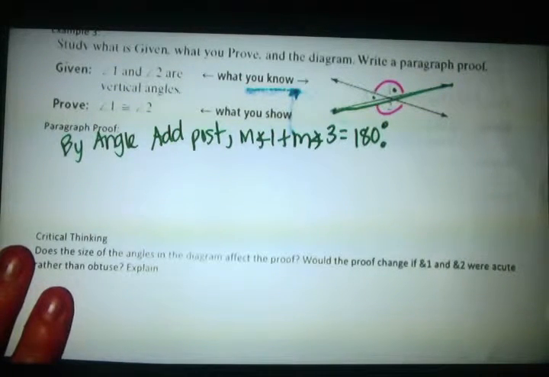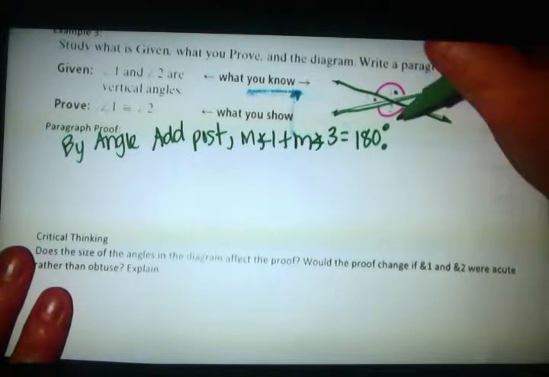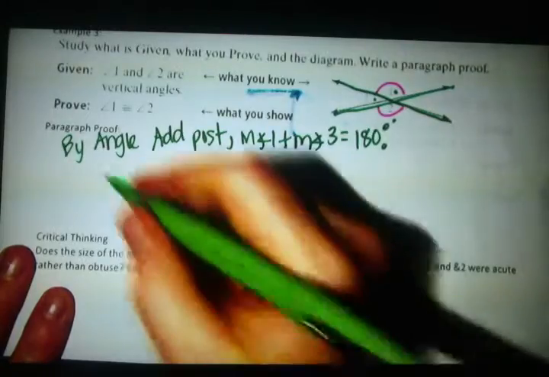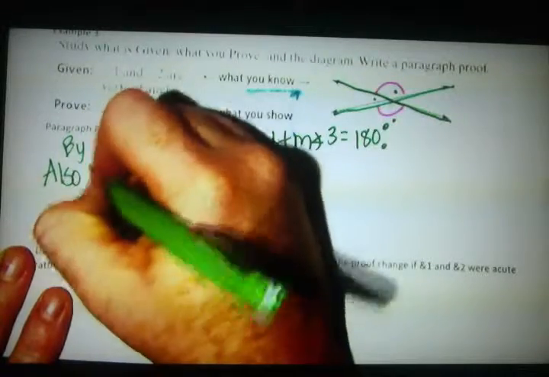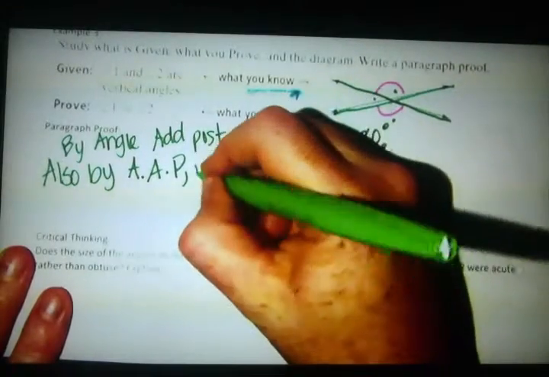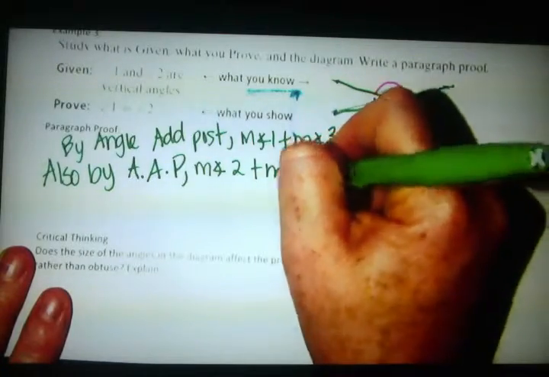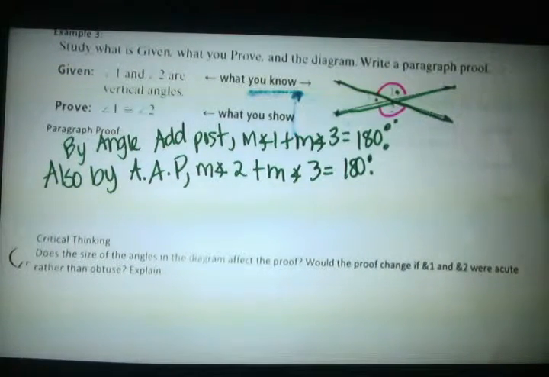Now let's flip it around. Also by the angle addition postulate, we can say the measure of angle 2 plus the measure of angle 3 is 180 degrees. You'll see later, but we want to have them both equal to the same number. So also by angle addition postulate, the measure of angle 2 plus the measure of angle 3 equals 180 degrees. They each separately create a straight line.